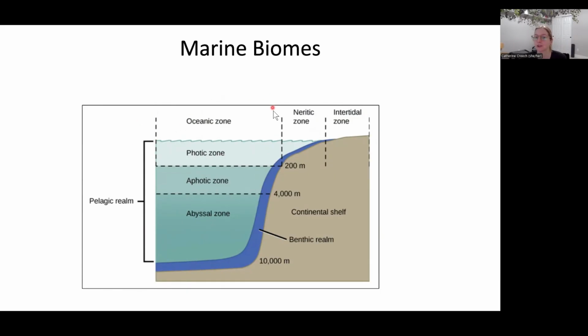If we look over close to the shore, we have the neritic and the intertidal zone. So the intertidal zone is going to be right where you have the high tide and low tide. And then the neritic is defined by the continental coast. So right when it starts to drop off, then you get into the ocean zone.